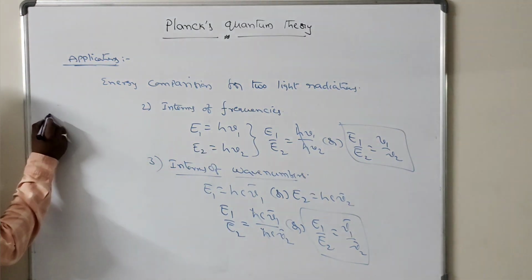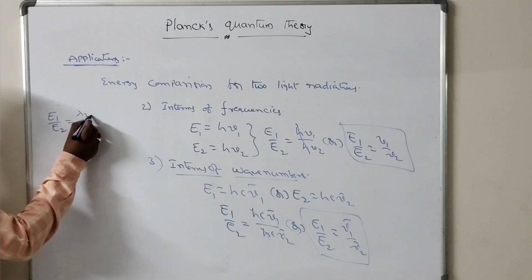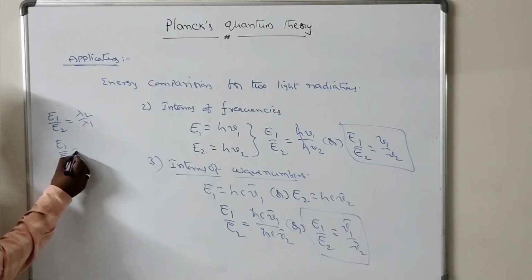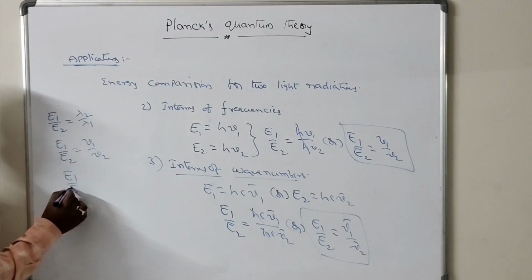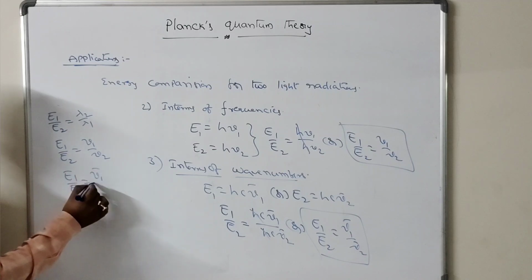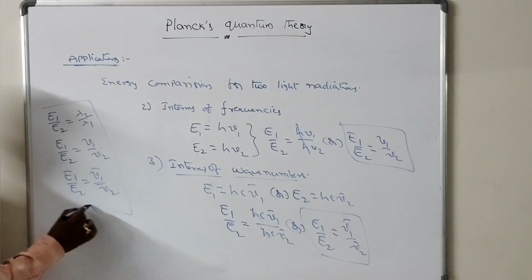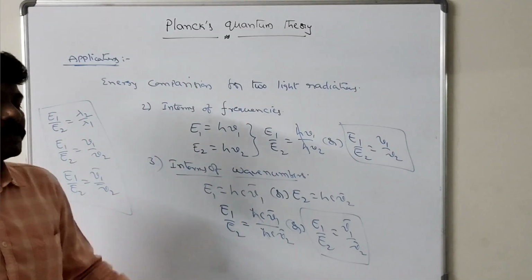Let us take a look. In terms of wavelength, E1 by E2 is equal to lambda 2 by lambda 1. In terms of frequencies, E1 by E2 is equal to nu 1 by nu 2. And in terms of wave numbers, E1 by E2 is equal to nu 1 bar by nu 2 bar. These are the most important formulas on Planck's quantum theory.